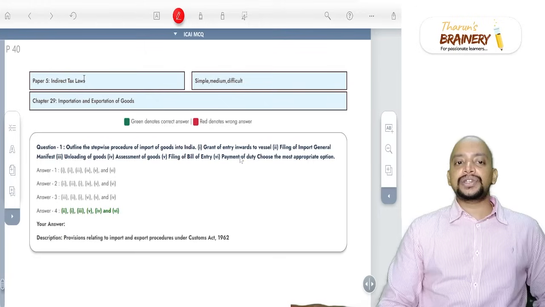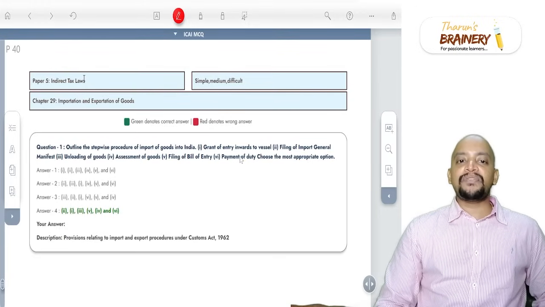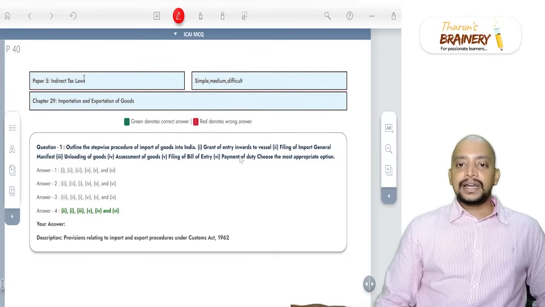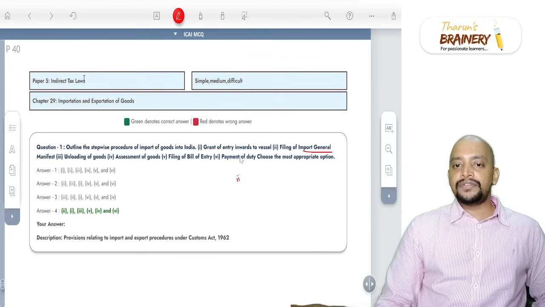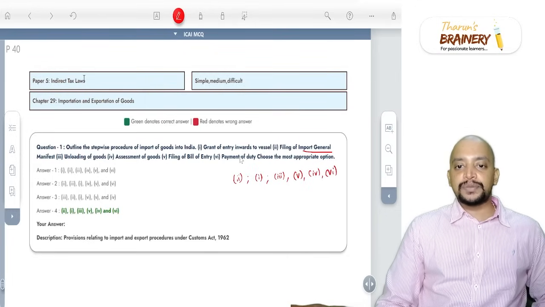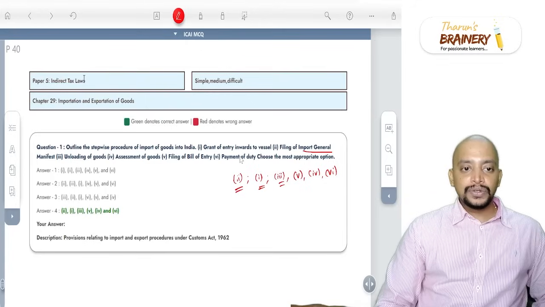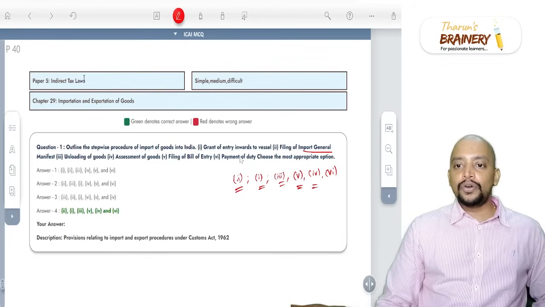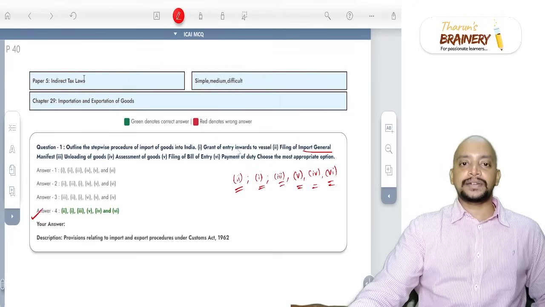Then next, importation and exportation of goods. Outline the stepwise procedure for importation of goods. Grant of entry inwards? No, first it will be filing of import manifest. Thereafter, they will get grant of entry inwards, then only it will be unloading of goods. Then assessment will be done, but before that the bill of entry needs to be filed. And thereafter assessment will be done, and finally payment of customs duty. So 2, 1, 3, 5, 4, 6. So option D is the answer. This is literally based on import procedure.